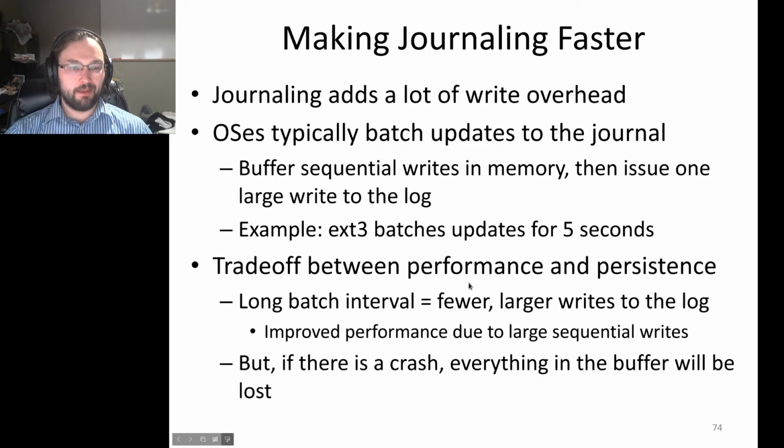One thing that we can do to make writes a little bit more efficient is that we can batch updates to the journal. Remember, sequential writes are super fast, and the journal is sequential. So the ext3 file system actually batches updates for 5 seconds. It's not going to write anything to the journal until a write occurs, and then it waits for 5 seconds for additional writes to include in that batch, and then it's going to blit that all out to the journal in one big sequential write.